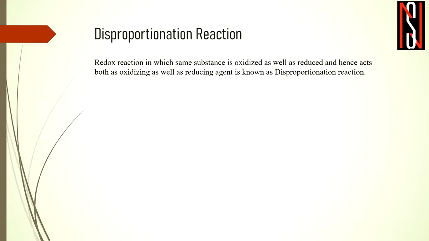Disproportionation reaction is one kind of redox reaction in which the same substance is oxidized as well as reduced, and hence the substance can act as an oxidizing agent as well as a reducing agent in the same reaction, and that kind of reaction can be named as disproportionation reaction.